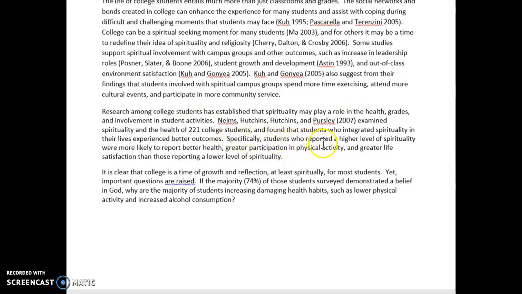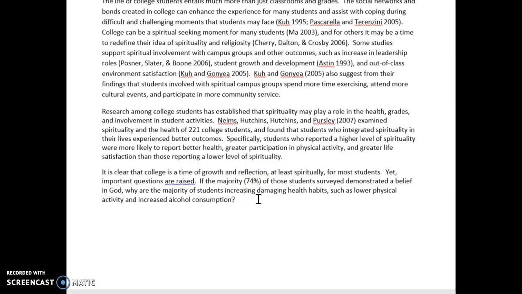Specifically, students who reported a higher level of spirituality were more likely to report better health, greater participation in physical activity, and greater life satisfaction than those who were reporting a low level of spirituality. It's clear that college is a time of growth and reflection, at least spiritually, for most students. Yet important questions are raised. If the majority of students surveyed demonstrated a belief in God, why are the majority of students increasing damaging health habits such as lower physical activity and increased alcohol consumption?